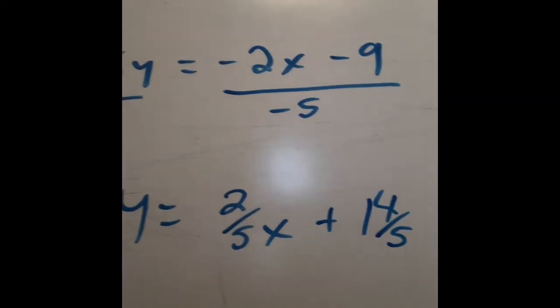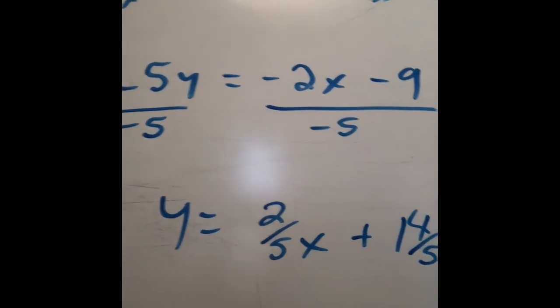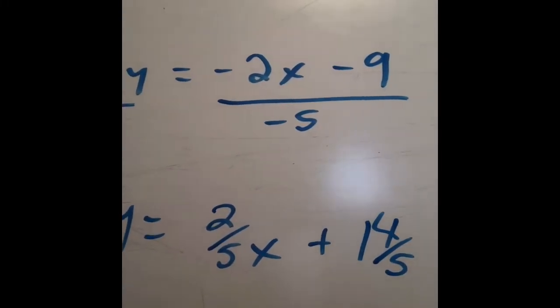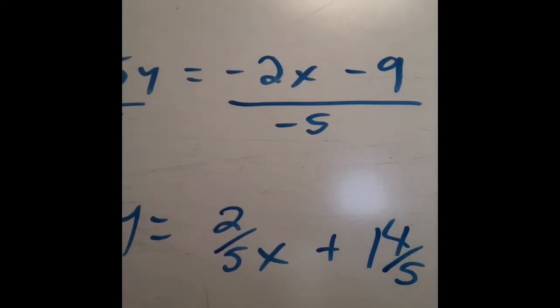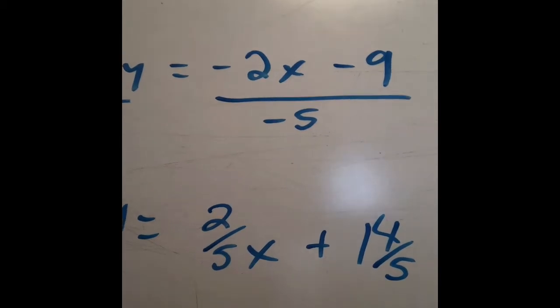So you end up with 2/5 x plus 9/5. I just divided by negative 5 on both sides, and I got my y by itself. Now I have a fraction for my slope, but that's fine because it's just rise over run, the rise on the top and the run on the bottom. And then I have 1 4/5, or 9/5, as my y-intercept. It's not going to be pretty, but that's fine.